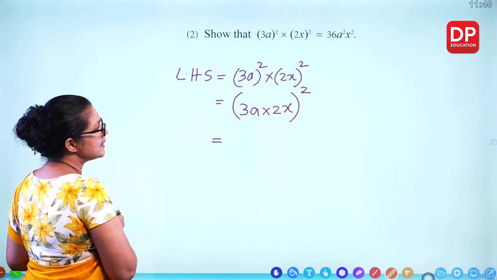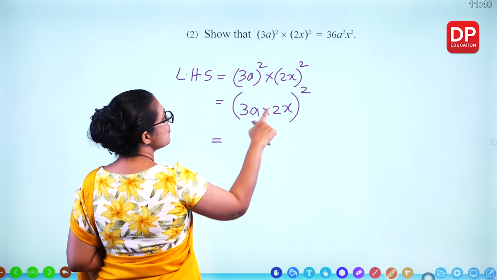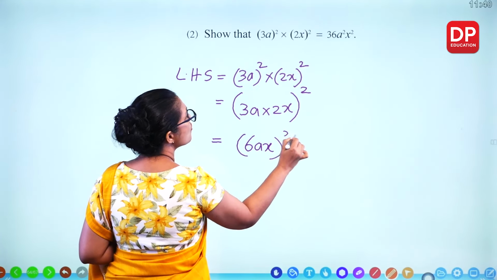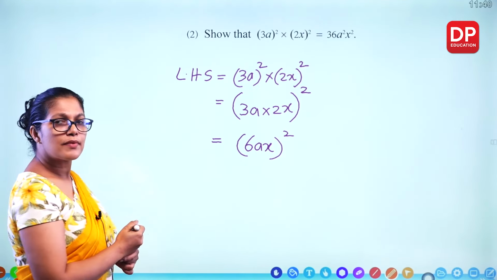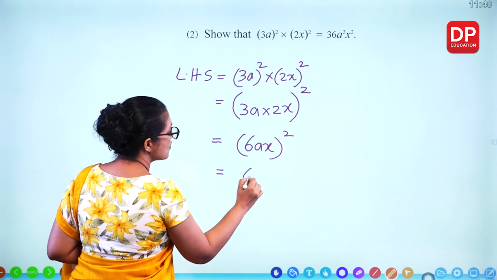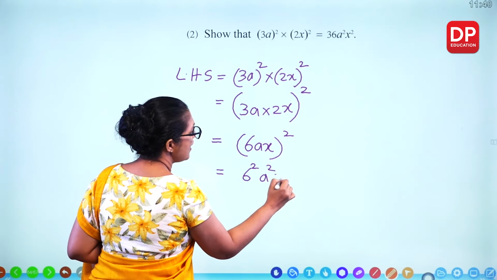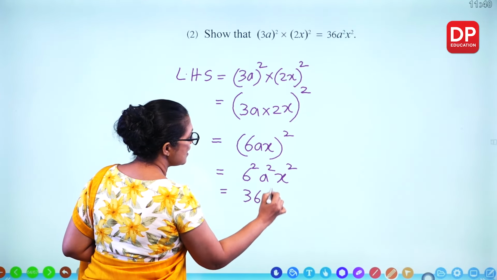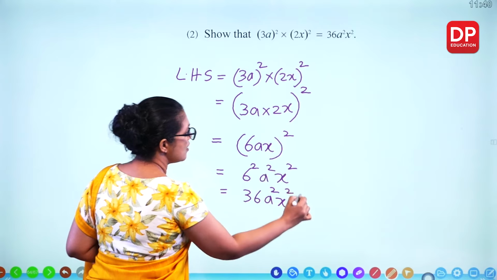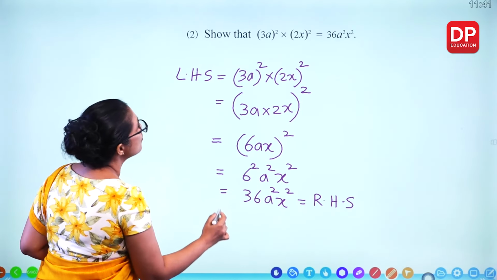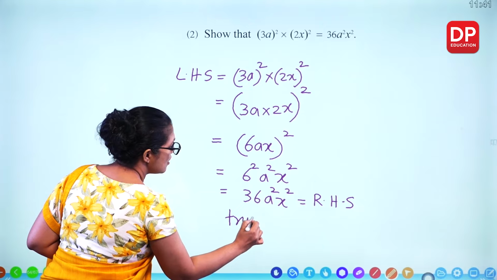Then what's the next step? 3 times 2, 6. (6ax) squared. Then this means 6 squared, a squared and x squared. So what is 6 squared? 6 times 6, 36, a squared and x squared. So this is the same as the right hand side. So this is true.